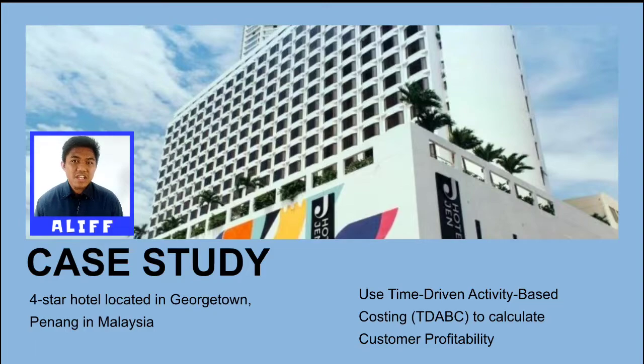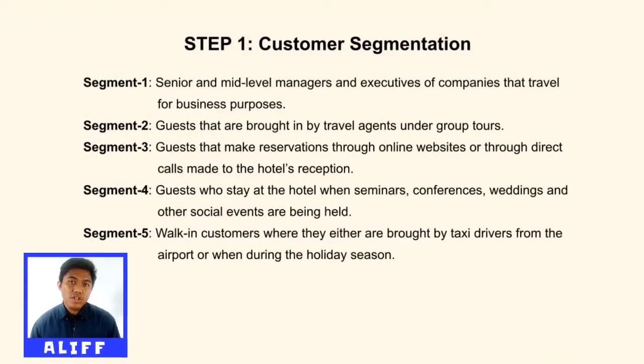The organization studied in this case is a 4-star hotel located in Georgetown, Penang. This hotel used time-driven activity-based costing to calculate customer profitability. Okay, to understand more about this case study, we will apply the 6 steps of customer profitability analysis. So, step 1 is customer segmentation. The hotel divides the customers into 5 segments, which are segment 1 until segment 5.